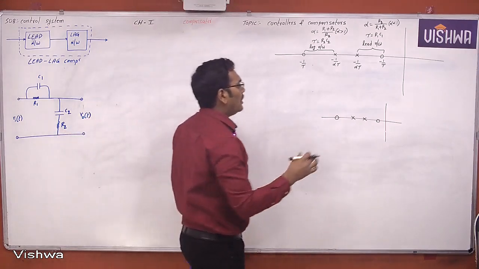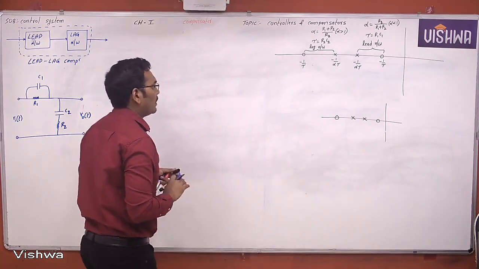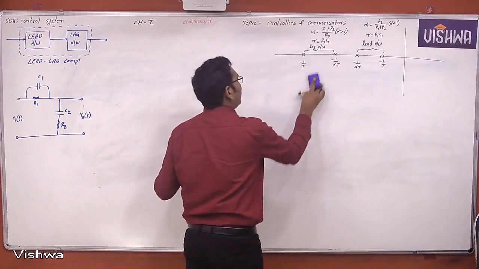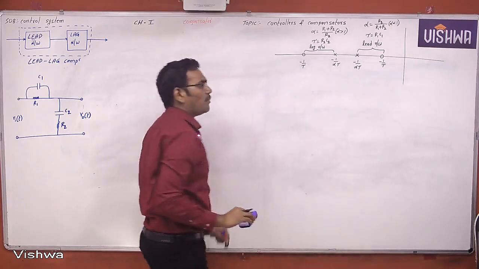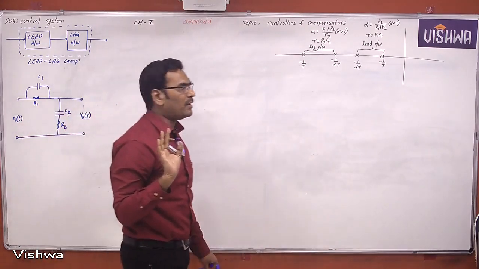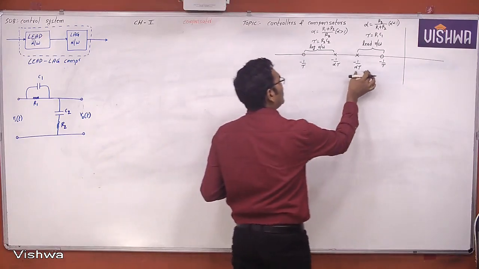So if you know the lead network and lag network exactly, then you can easily find any combination. This is the pole-zero sequence of the lead-lag compensator. Here I will form a few objective questions. Which network is nearer to the origin? Students, tell me which network is nearer to the origin. The lead network is nearer to the origin.